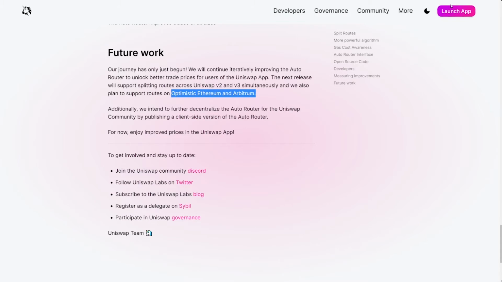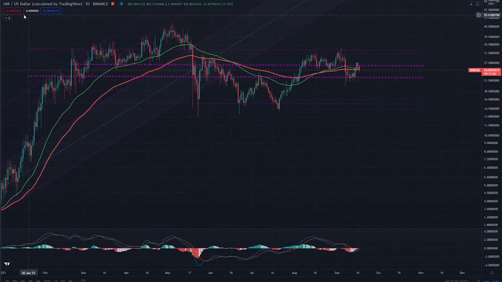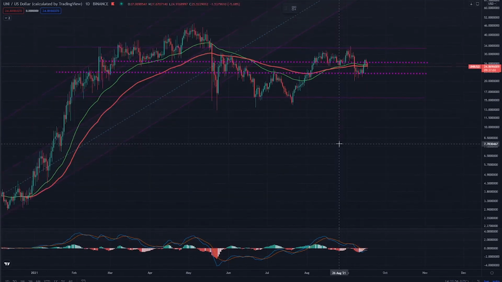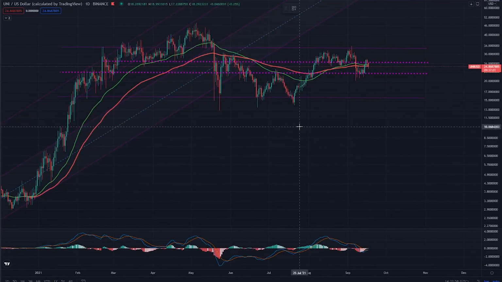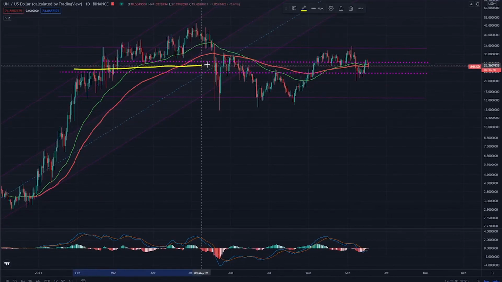into the price charts. So taking a look at the price charts, we can see that in the past couple of months pretty much the price has been going almost sideways.